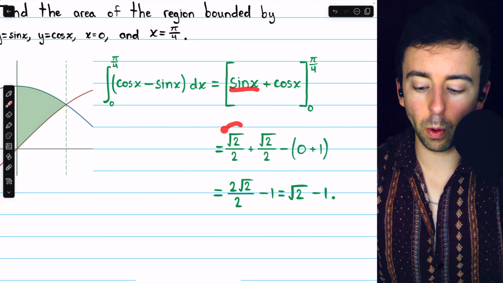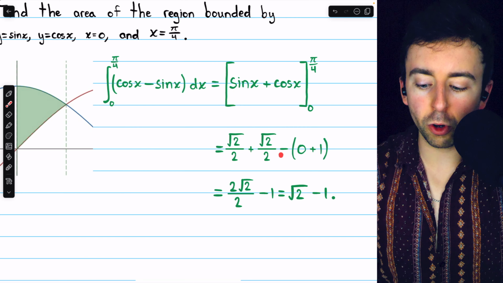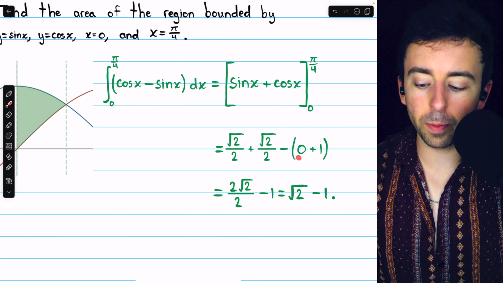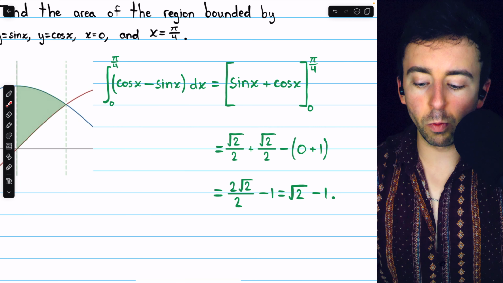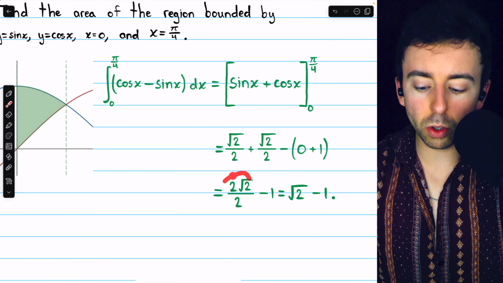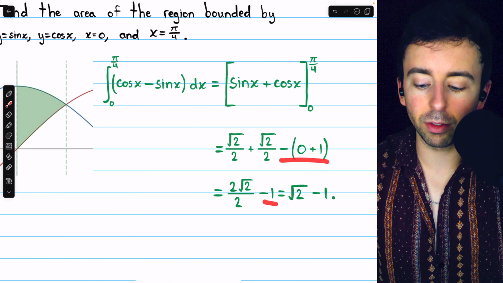So sine of pi over 4 is right there. Cosine of pi over 4 is right there. And then we subtract, plugging in the lower bound of 0. And again, sine of 0 is 0, cosine of 0 is 1. Now root 2 over 2 plus root 2 over 2, we can combine those into 2 root 2 over 2. And then we just have minus 1.